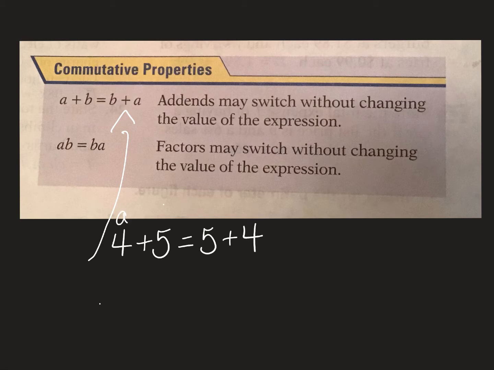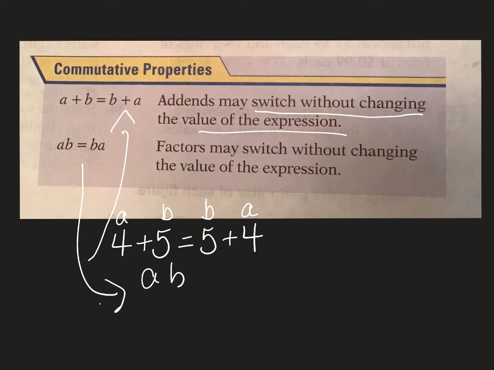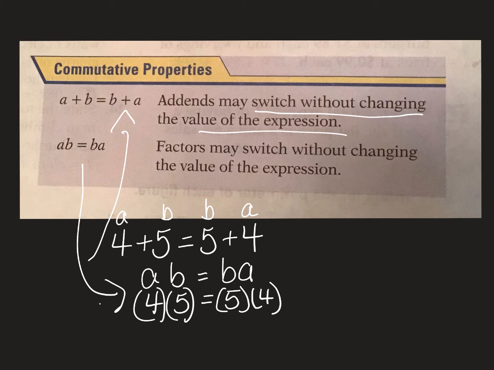Like saying if this is A and this is B, this is A and this is B. You can switch those without changing the value of the expression or the answer. Okay? That property also applies to multiplication. So let's just say AB equals B times A. Let's just say that A is 4. Remember, when you're multiplying like this, you put in parentheses. Equals 5 times 4. And yes, that's 20 equals 20. So that property basically only applies to addition and multiplication.